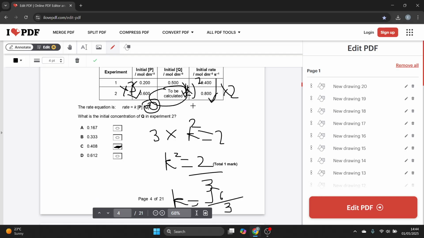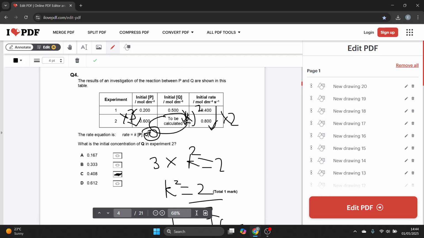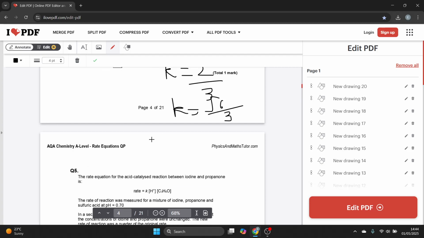But Iman, don't you times by 2 over 3? Because that's what he said. No, it says the initial concentration of Q. It doesn't want Q squared. Q is with respect to order of second order, but it just wants Q by itself. So it is 0.408. Therefore, the answer is C.